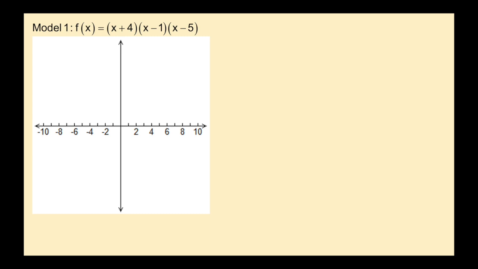We can see here that the degree is 3, and what we'll want to do first is to graph the zeros. So by setting each of these factors equal to 0, we get -4, 1, and 5. And I'll place those on the x-axis.